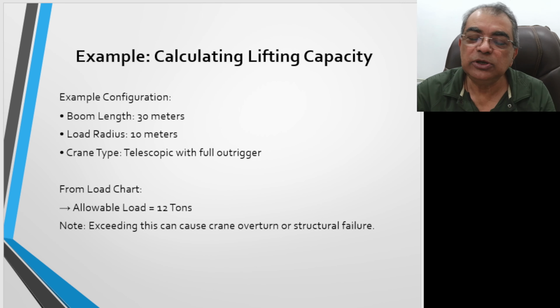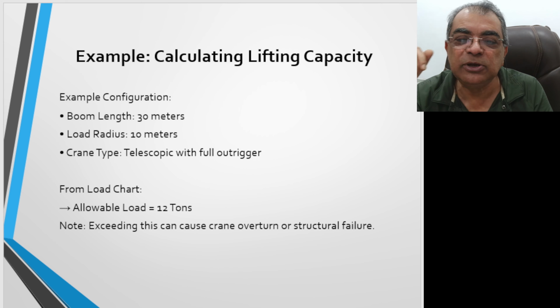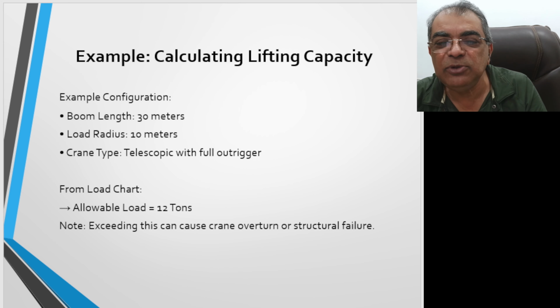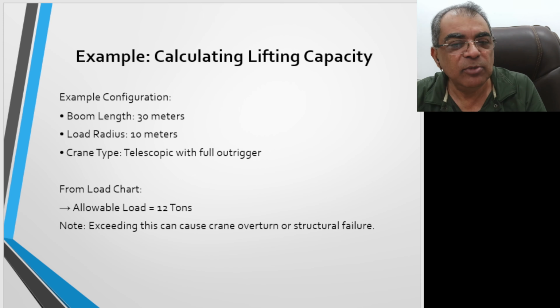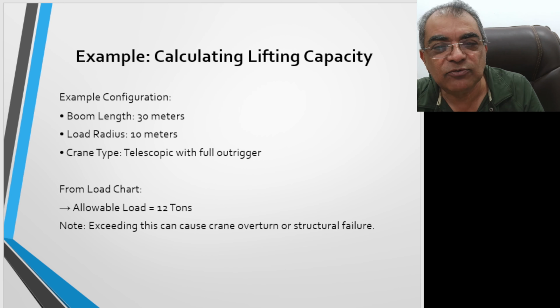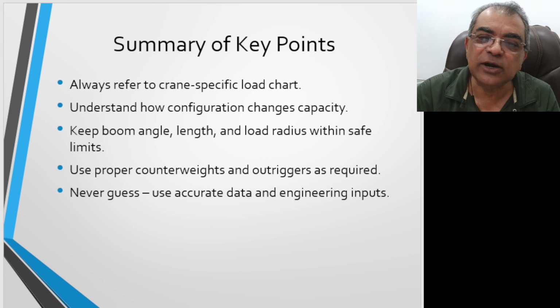So just to give an example, boom length is 30 meters, load radius is 10 meters. I'm just telling, telescopic with full outriggers. It may be only 12 tons that a 120-ton crane can lift. Okay, that you can check in the load chart.